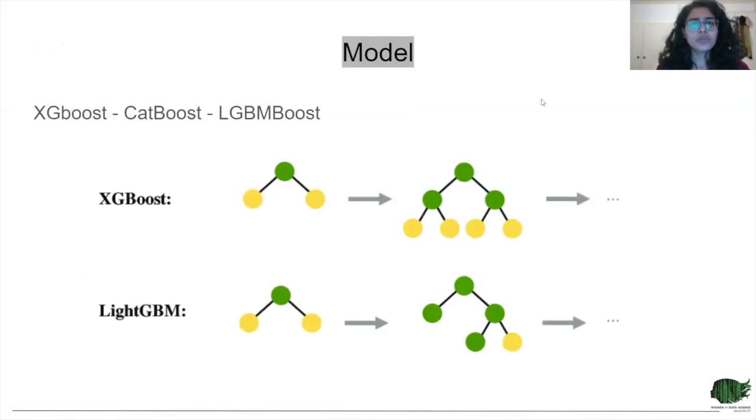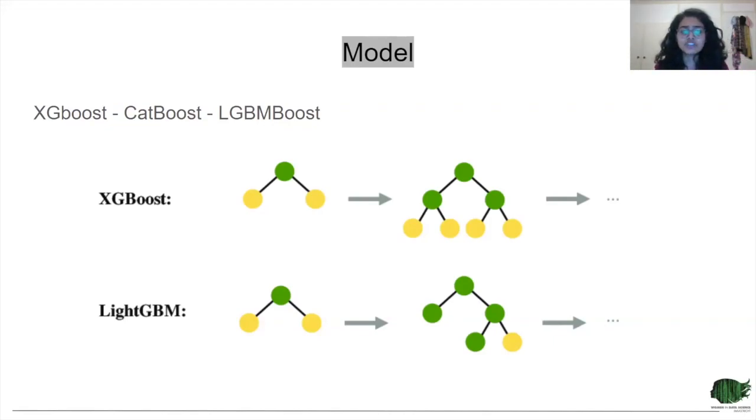So for the model, we went for the strongest regression models we know, which are the boosting methods: XGBoost, CatBoost, and LightGBM. The main difference between XGBoost and LightGBM is that the first one grows depth-wise, and the second one is leaf-wise growth.